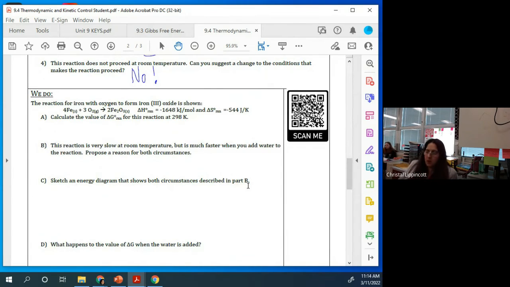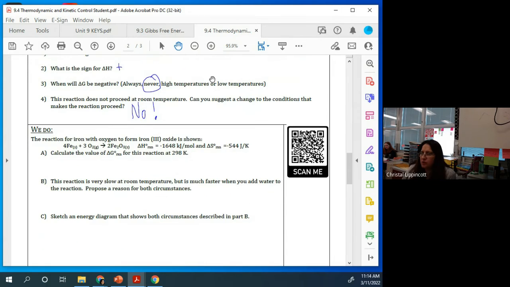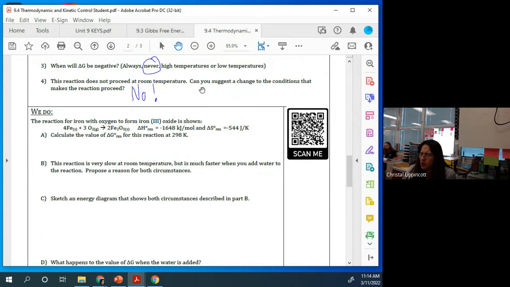Wait, why not? You can't make it happen. No way. Not at room temperature. We're going to find out that there's a way to make these reactions happen, but you have to input extra energy in, like in the form of electricity or something like that. Change of the conditions. So we're going to talk about electrolysis and that sort of thing coming up, but not right now.